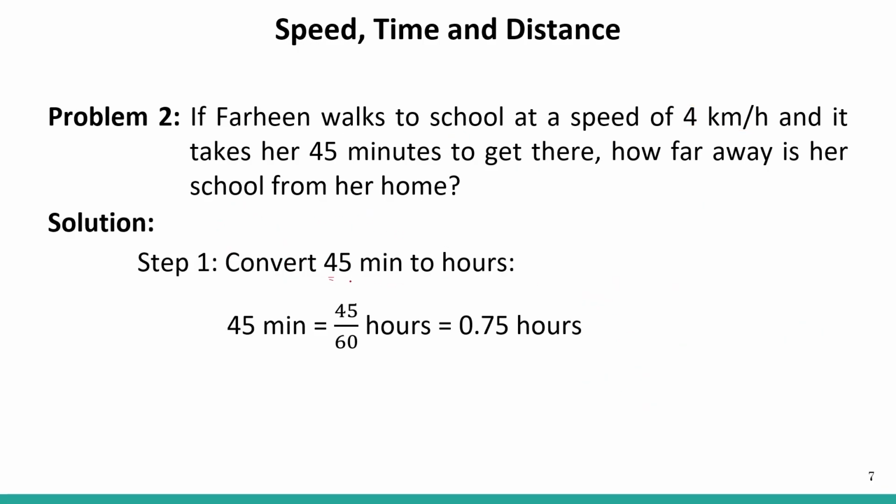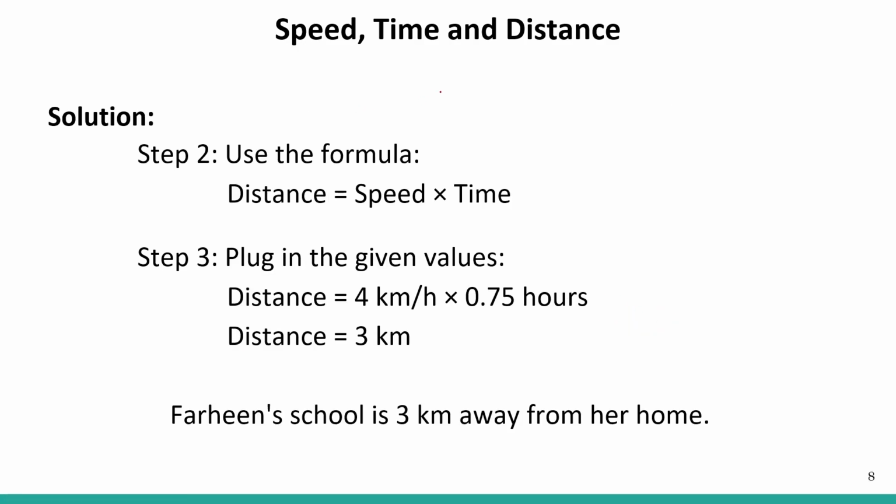Converting 45 minutes into hours, because in order to do the calculations we want one metric system. We'll be taking kilometer and hour as the metric system in this case. So 45 minutes is equal to 45 by 60 hours, so 0.75 hours, or 3 by 4 hour. Using the formula, distance is equal to speed into time. Plugging in the given values, 4 km per hour into 0.75 hours is equal to 3 kilometers. So Fareen's school is actually 3 km away from her home.